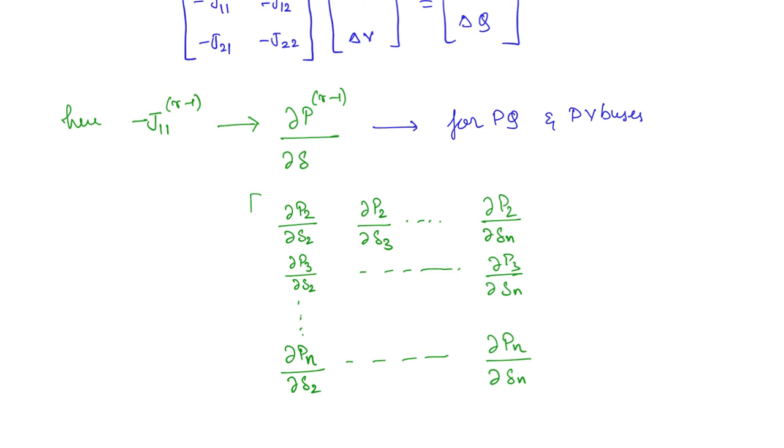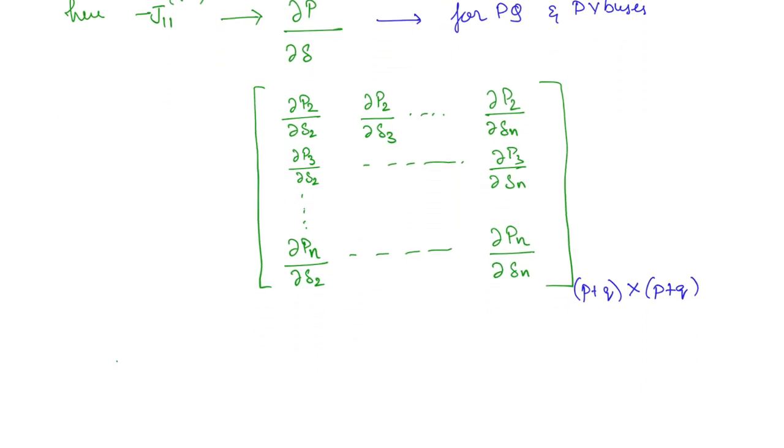Now you can see how many rows and columns are present. We are using all the PQ and the PV buses, so the number of rows goes from 2 to n. That means you can write it either as n minus 1 or as p plus q. So this is p plus q into, and what about the number of columns? This depends on delta, and delta is from 2 to n, so this is also p plus q.